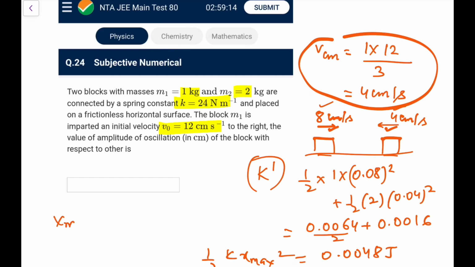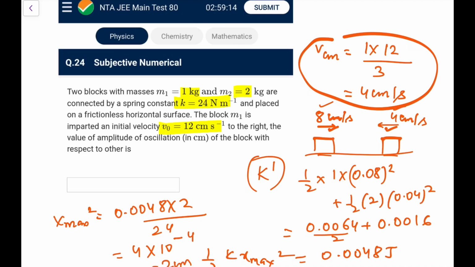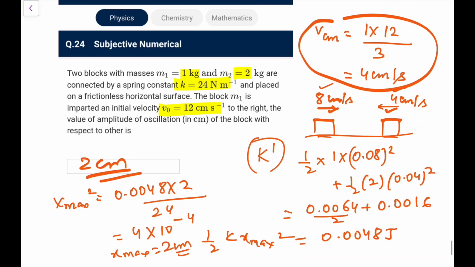So what is the x max? Maximum compression, x max square is 0.0048 into 2 upon k is 24. So this is what we get. We get 4 into 10 to the power minus 4. So x max is directly 2 centimeter. So maximum compression is 2 centimeter. So the amplitude of oscillation with respect to each other would be 2 centimeter, of each would be 1 centimeter. Or we can say the overall it will come out as 2 centimeter. So the answer would be 2 centimeter in this case.